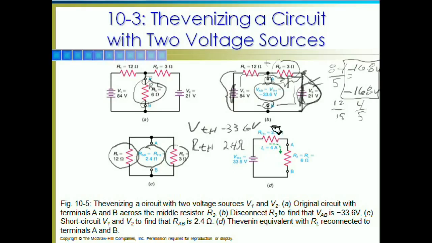So here's your Thevenized circuit. You can put the load back in, which originally was a 6 ohm resistor. So 2.4 ohms and 6 ohms, so 8.4 ohms with 33.6 volts. It says it's 4 amps, but I'm going to do the math anyway.